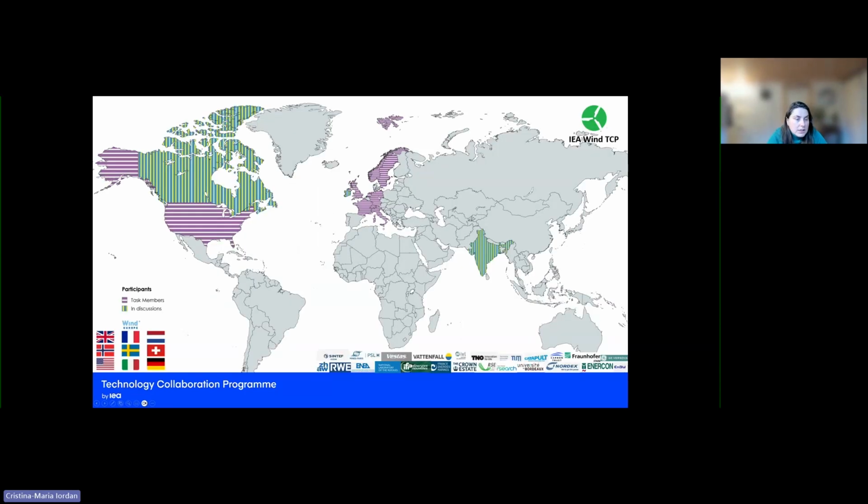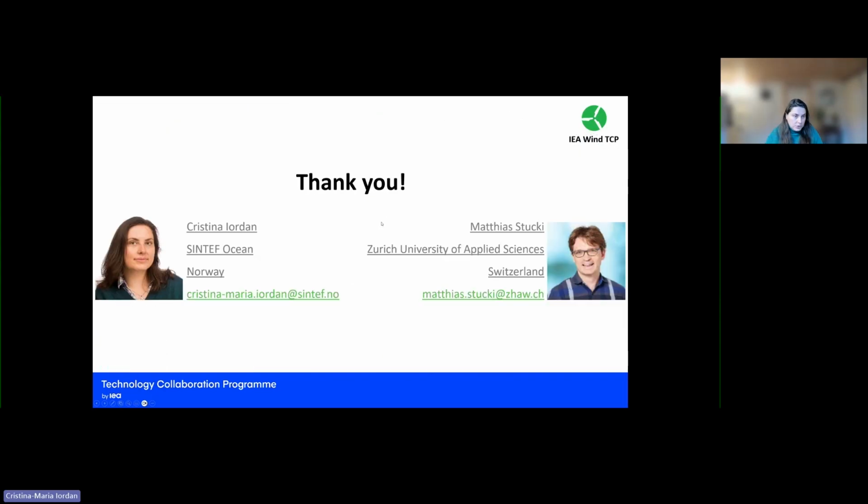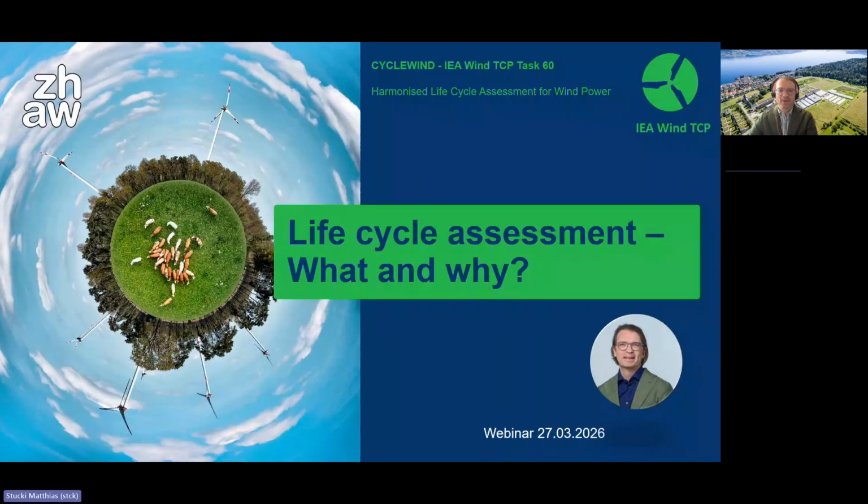Before I finish, I would like to briefly present our members. We have 9 countries, and you see the corresponding national flags now on the screen, and 1 industry association, Wind Europe, which is also part of CYCLEWIND. We are currently more than 20 institutions in this consortium, and Matthias and I are at the moment involved in discussion with a couple of other institutions and countries interested in joining us. Yes, thank you very much for your attention, and feel free to take contact with us should you have any questions. Good, then I will take over.